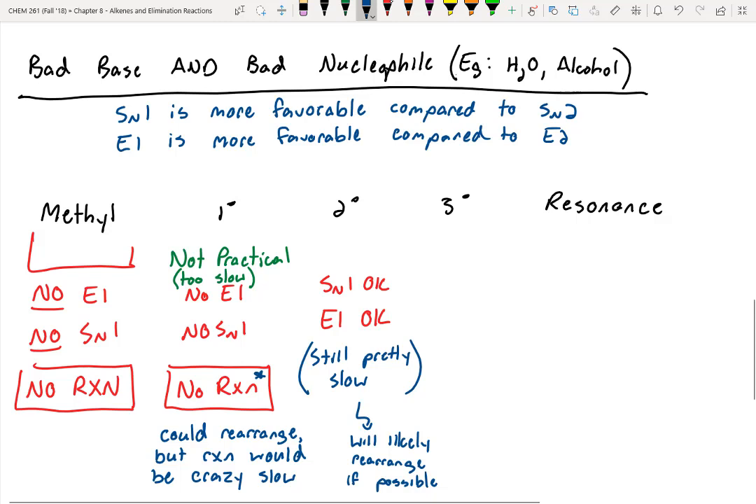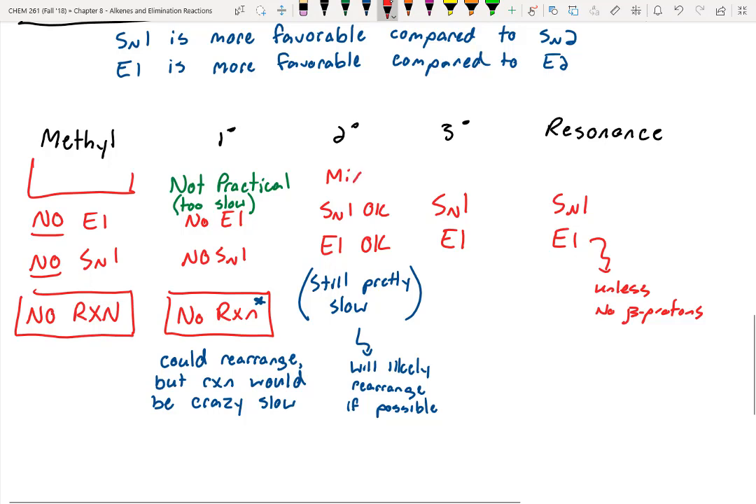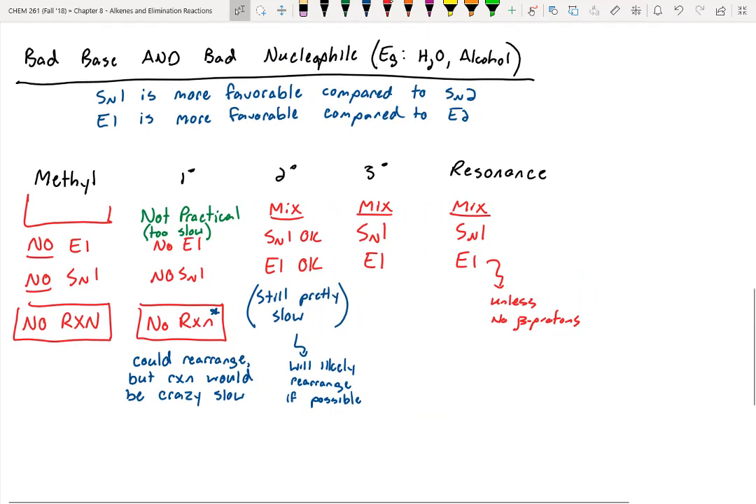All right, tertiary carbons, what can they do? Yeah, they can do both. All right, and resonance, they could do both. And I'm going to make a note for E1, unless there are no beta protons, right? We could have some E1 reactions where there's no beta protons. So I'm going to write up here that we'll get a mix, and mix. How could we favor E1 over SN1 for this?